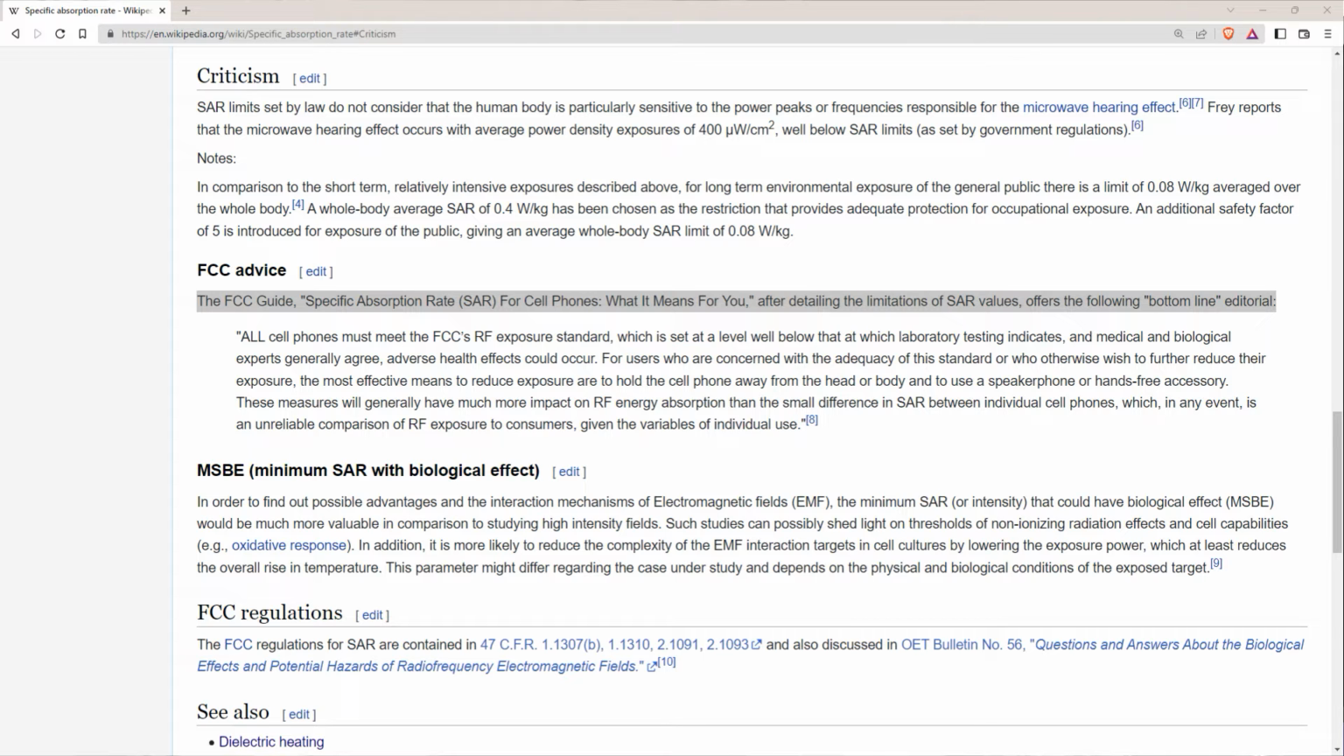For users who are concerned with the adequacy of this standard, or who otherwise wish to further reduce their exposure, the most effective means to reduce exposure are to hold the cell phone away from the head or body and to use a speakerphone or hands-free accessory. These measures will generally have much more impact on RF energy absorption than the small difference in SAR between individual phones, which in any event is an unreliable comparison of RF exposure to consumers given the variables of individual use.